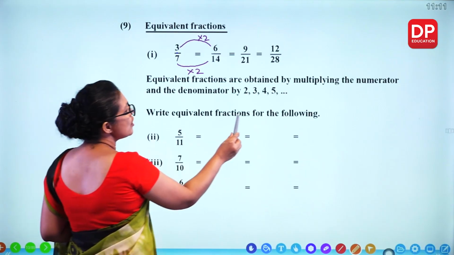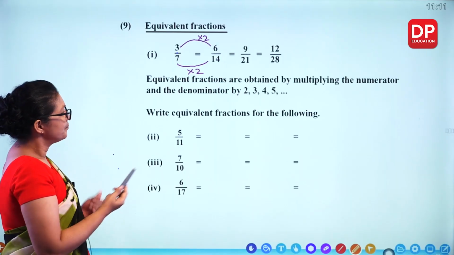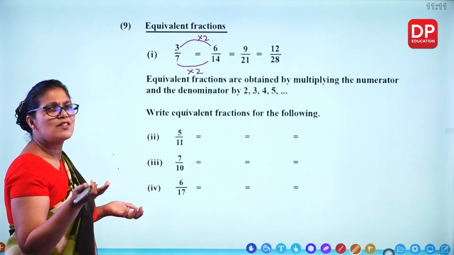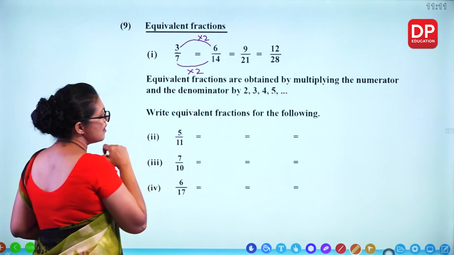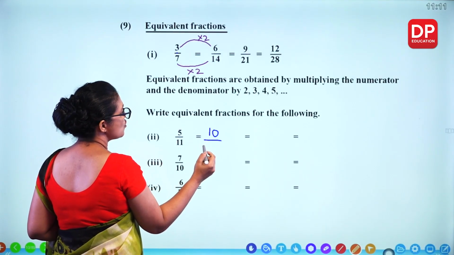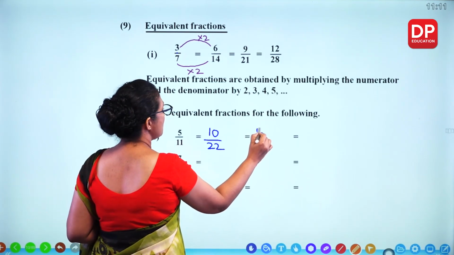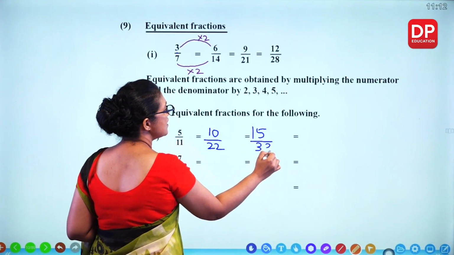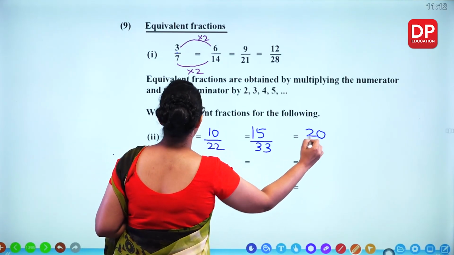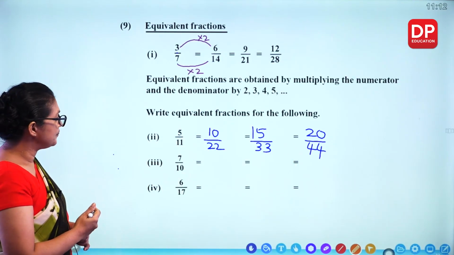Now we'll write equivalent fractions for the following. We can multiply by any number, but it's easy to take small numbers. We'll take multiplied by 2. 5 times 2, 10. 11 times 2, 22. Multiply by 3. 3 times 5, 15. 3 times 11, 33. Multiply by 4. 4 times 5, 20. 4 times 11, 44. So these are equivalent fractions.